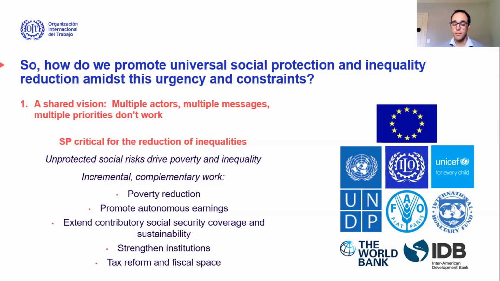So yes, poverty reduction, we cannot ignore that tremendous need, but also the need to promote autonomous earnings through decent work opportunities, employment plans, and also extend contributory social security coverage and the sustainability of that system, so that one part of the social protection system grows in the direction from high earners to middle income earners, and another component starts growing from the specific poverty alleviation over towards middle income as well.